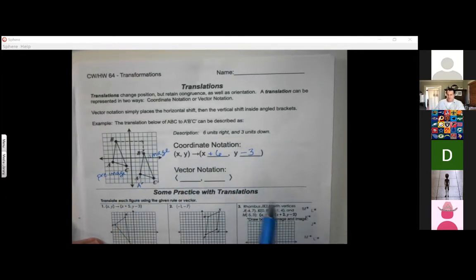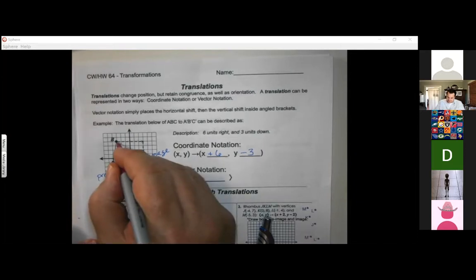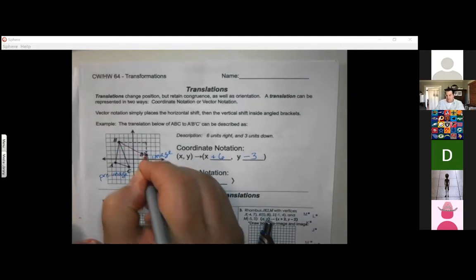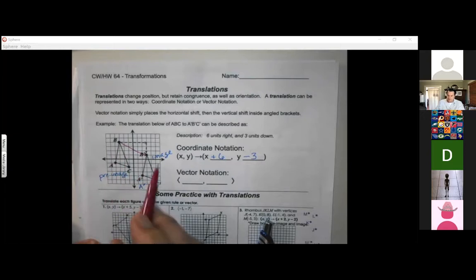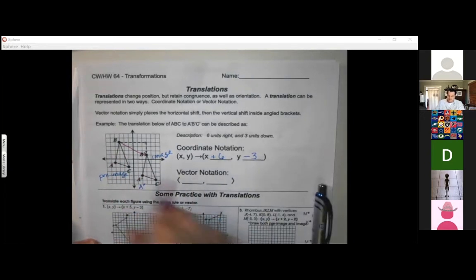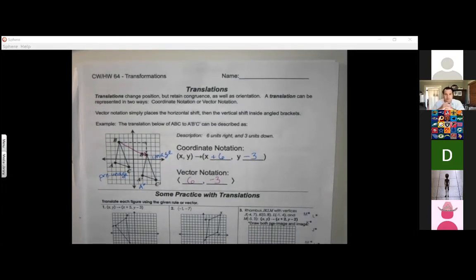There's also something called vector notation, which is basically the same idea, but it's just pretending that there is a single vector going from B to B prime, and it's got the same information. It's going to be 6 units in a positive direction on the X and -3 units, in other words, a negative direction on the Y. So those are just two ways of writing the same thing. Any questions on using coordinate notation or vector notation to describe a translation?